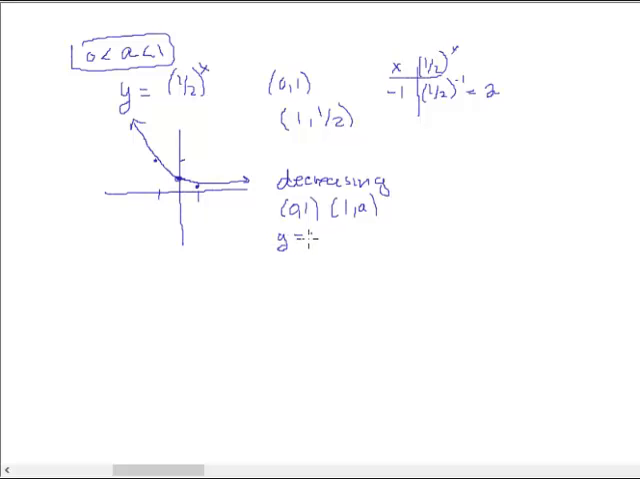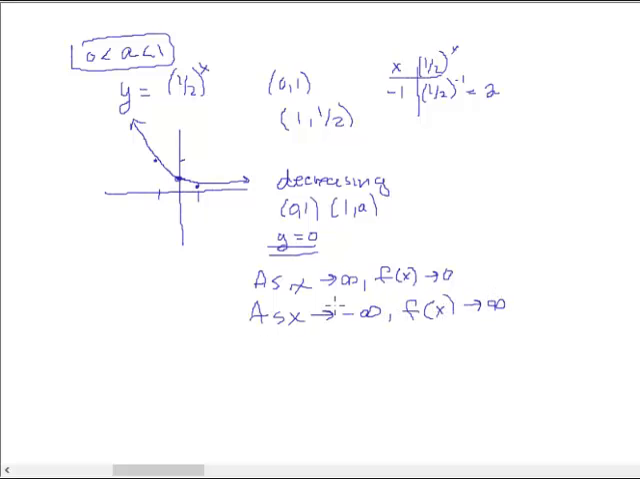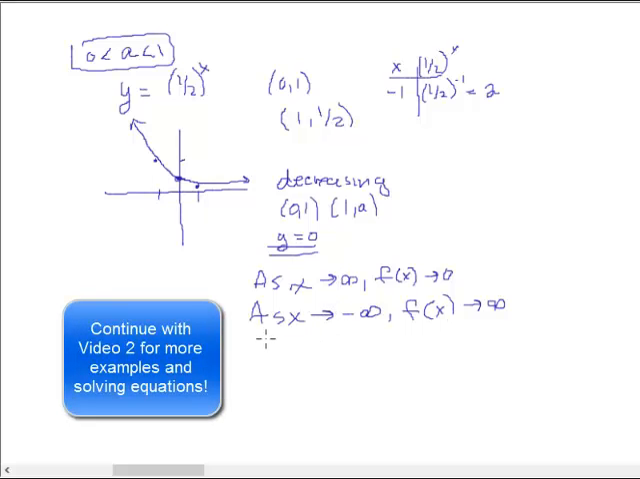We still have that horizontal asymptote at y equals 0, but now as x approaches infinity, so as we go to the right, the graph approaches 0. And as we look to the left, so as x approaches negative infinity, the graph is going up towards positive infinity. So domain and range are the same. That doesn't change. The domain is still all real numbers, and the range is still from 0 on up.